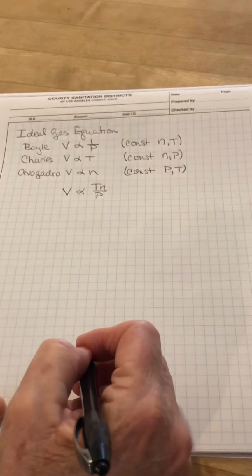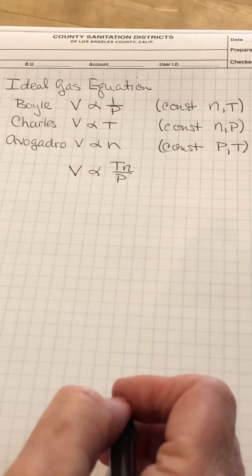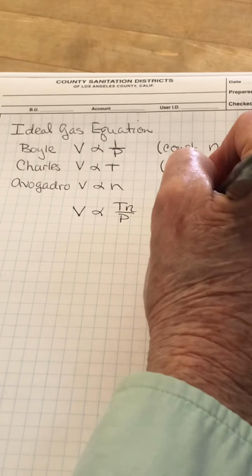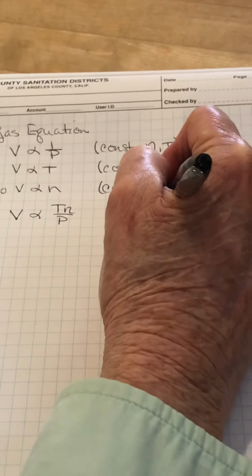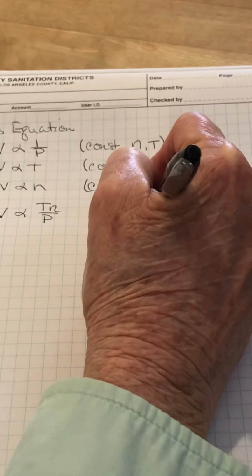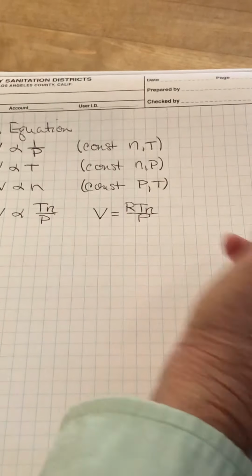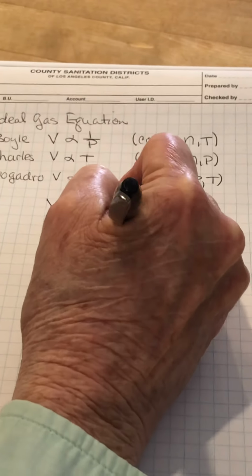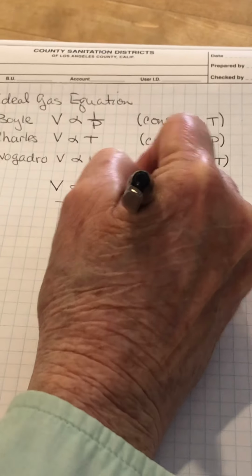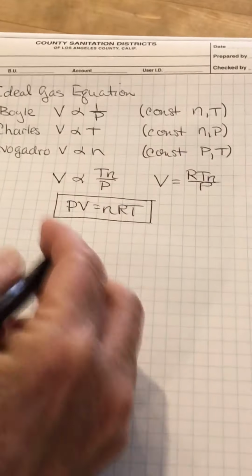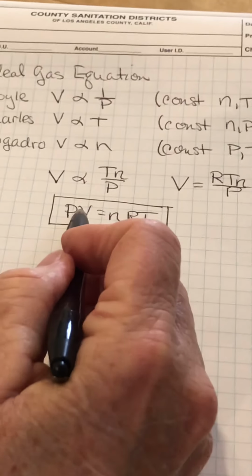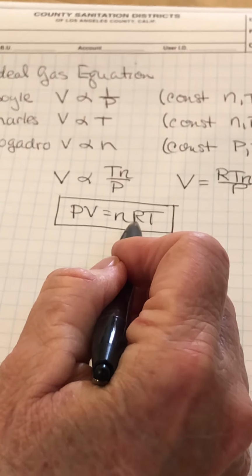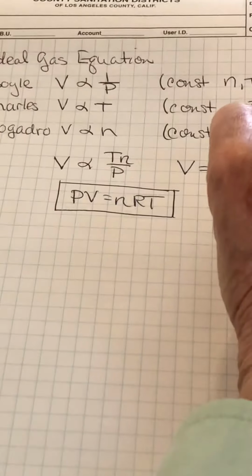Well, a proportionality doesn't do you much good, but there's this cute thing we can do: we can stick in a constant. And when we put this constant in, we can say V equals RTn over P, or rewriting it, PV equals nRT, which is in fact the ideal gas equation. So pressure times volume equals the number of moles times this thing called R, which is the gas constant, times temperature in Kelvin.